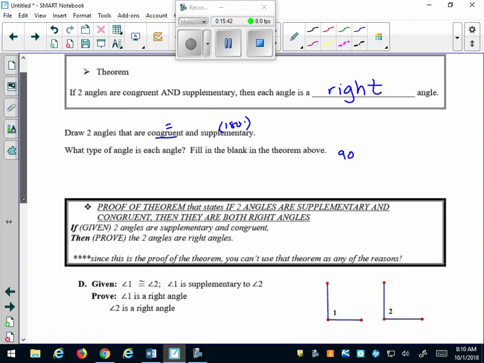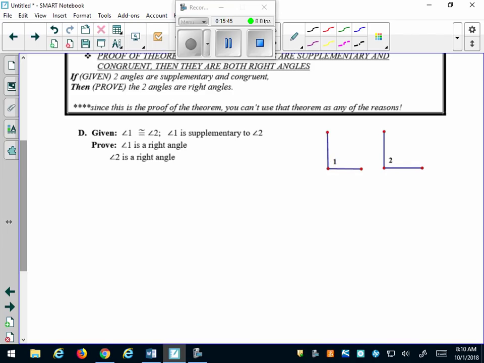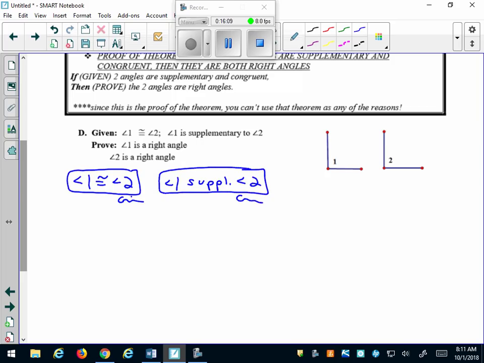So that's the theorem. Again, we're going to prove this theorem. Since we're proving the theorem, you can't use that theorem as a reason in the proof, but we can prove it using other methods, other knowledge that we have of the geometry that's in our diagram and in our statements. So, angle 1 is congruent to angle 2. Okay, we can mark them congruent. And they're supplementary. We're trying to prove that each one is a right angle.